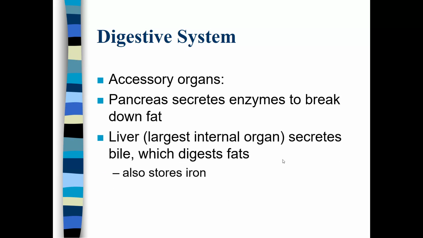There are some accessory organs that are also important to every digestive system, and I believe I mentioned this earlier, but just to reiterate, the pancreas secretes enzymes to break down fats and make those available as caloric energy. In addition, the liver, which is one of your largest internal organs, secretes bile, which helps digest those fats. So the liver and pancreas are very important in both cases as well.